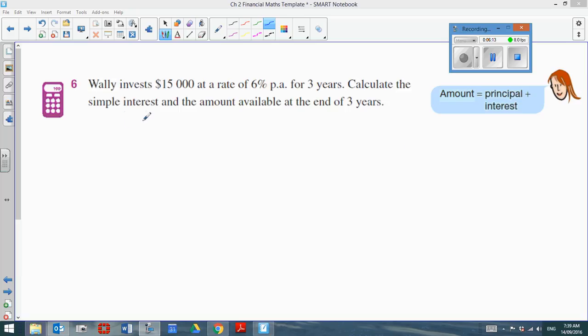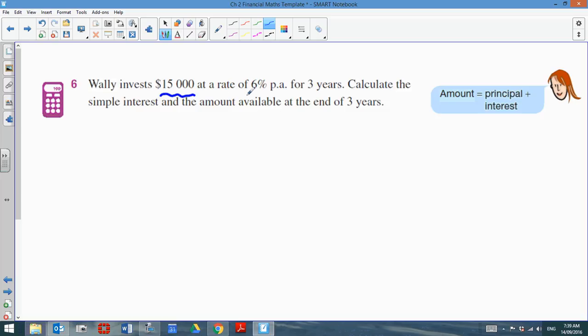Number 6 is a little bit different because Wally invests $15,000 at a rate of 6% for 3 years. So again, this first sentence here is very straightforward, simple interest. I would multiply 15,000 times 6% times 3 years. But then it says calculate the simple interest and the amount that's available at the end of 3 years. So this additional piece here is new.